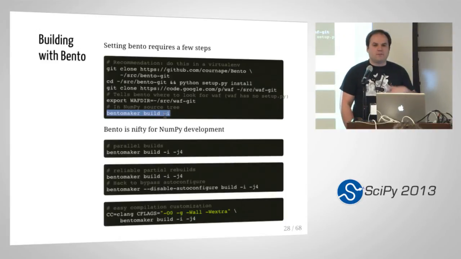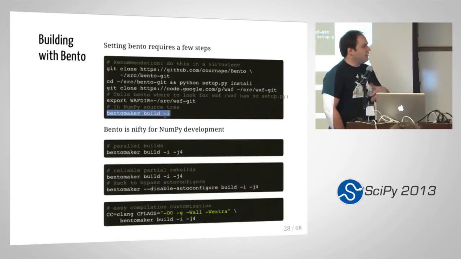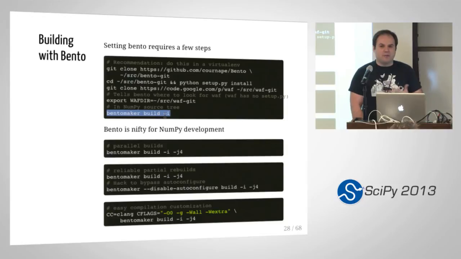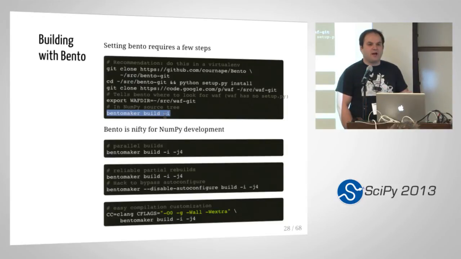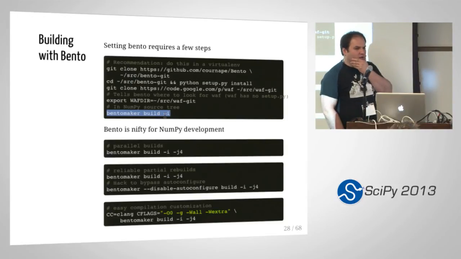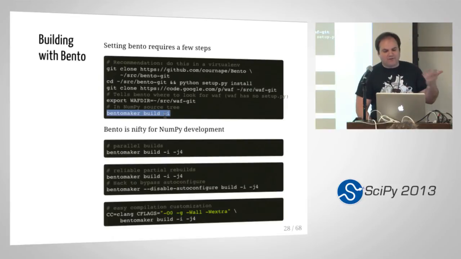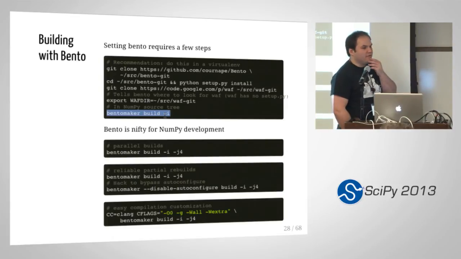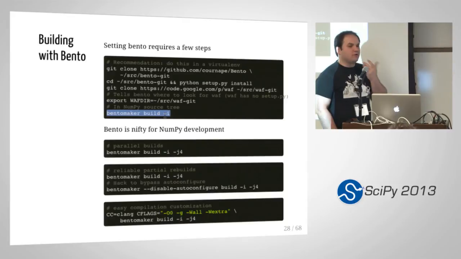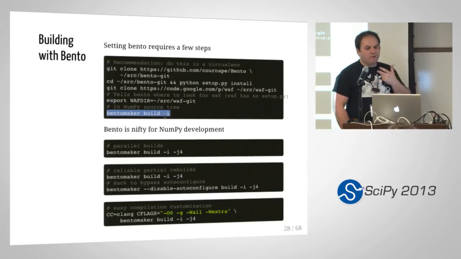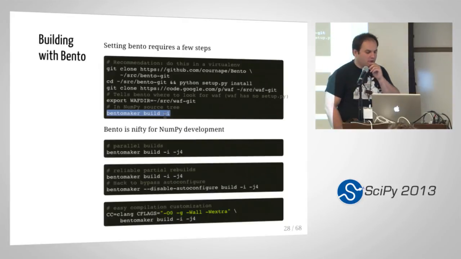So instead of calling Python setup.py build_ext, you just call bentomaker build, and here again -i is in place. So if you do just that, you have like 5 lines instead of 1 line, so it's definitely more complicated and maybe not worth the overhead. But once you start developing, then it becomes much more interesting.